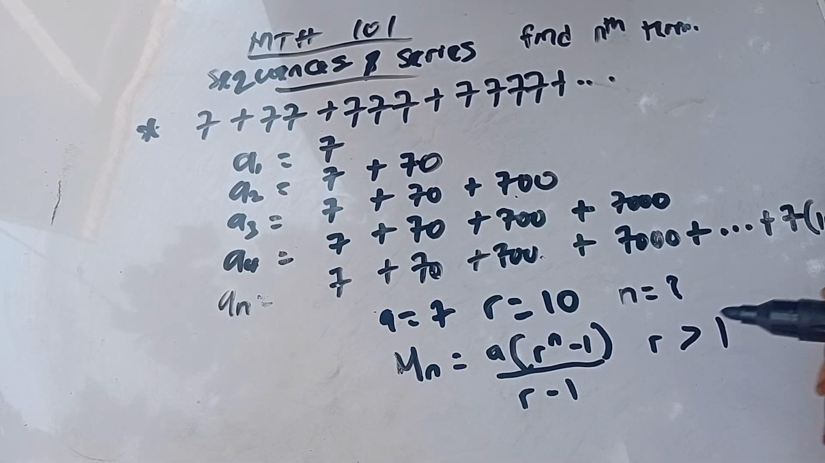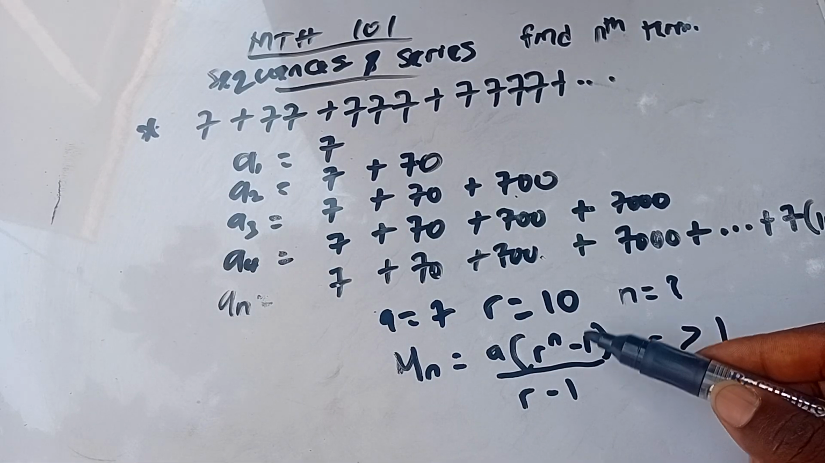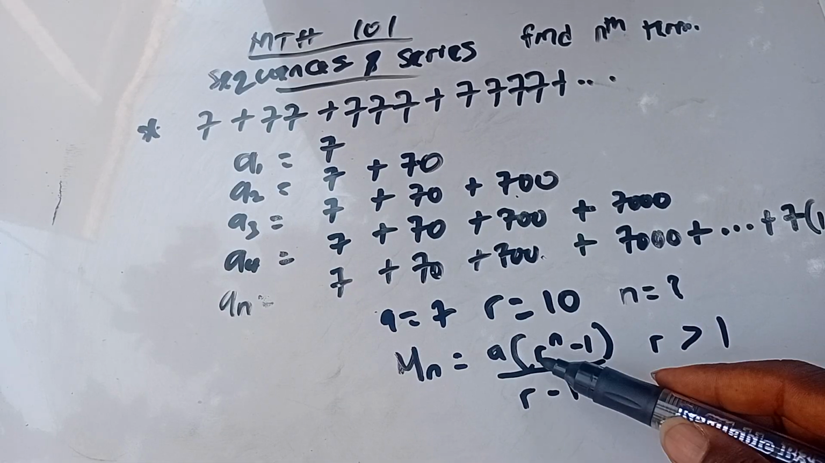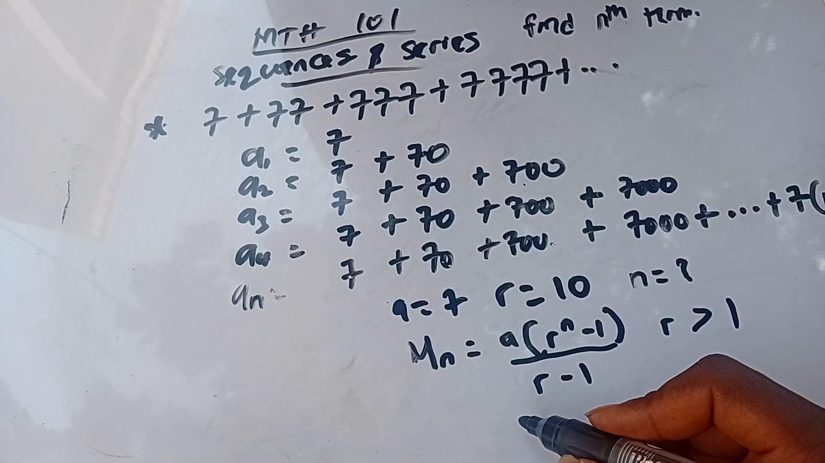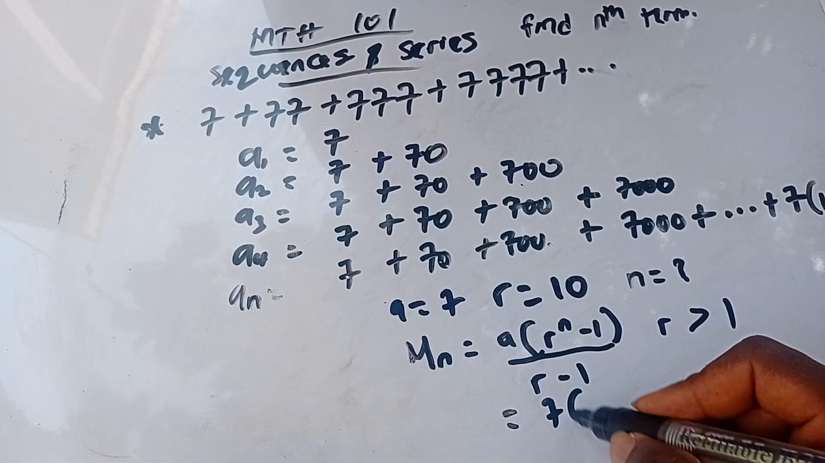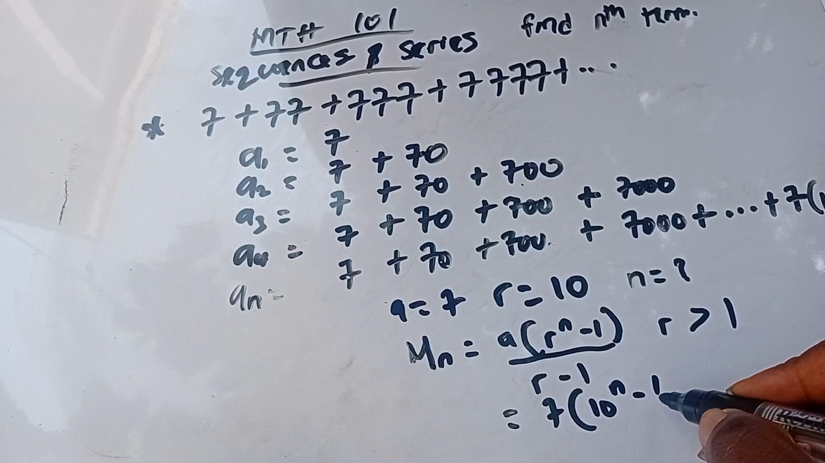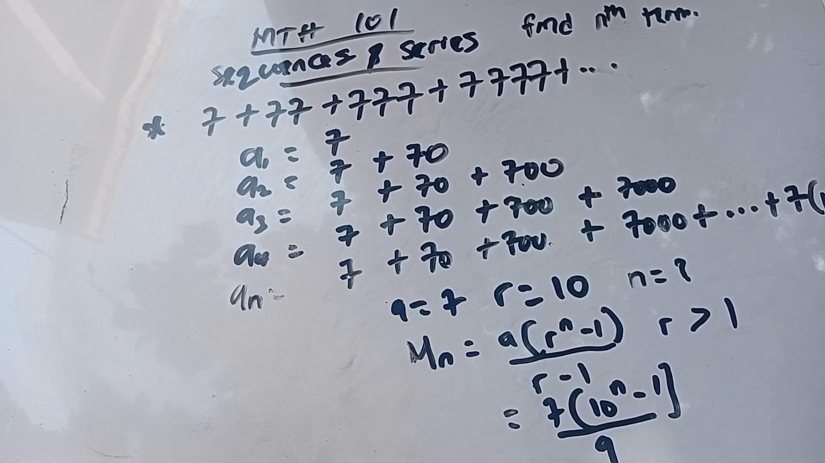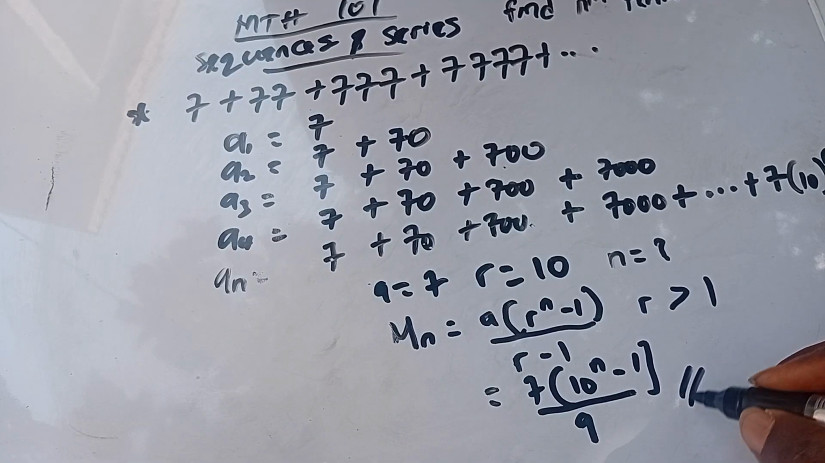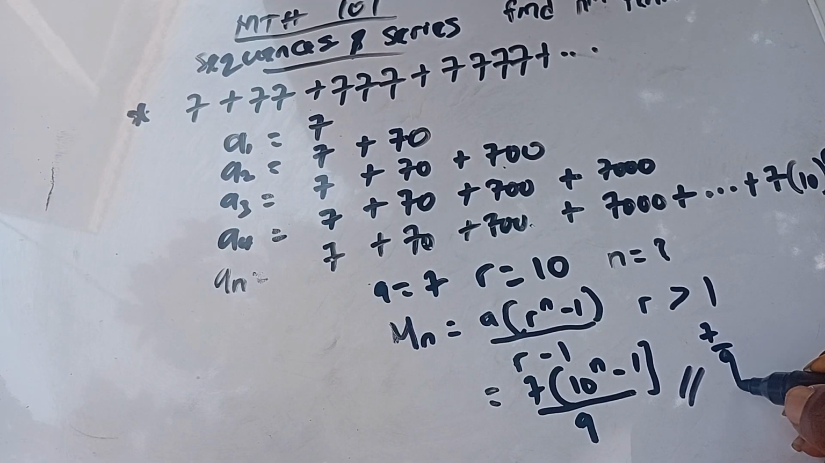If r is less than 1, we have 1 minus this. But if r is greater, we have r first. So now our a is 7. So this becomes 7 into 10 raised to power n minus 1, over 10 minus 1, that's 9. So that's our expression. Or you can write it as 7 over 9 into 10 raised to power n minus 1.